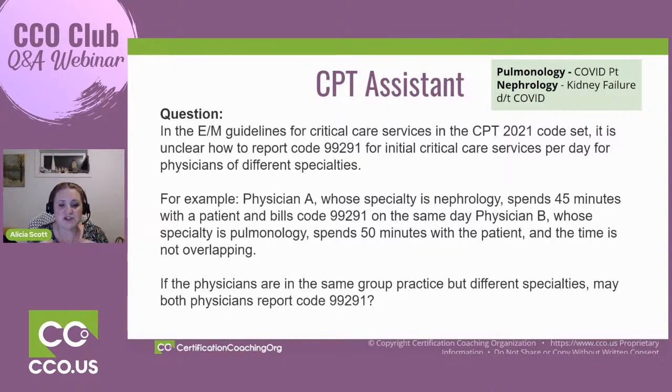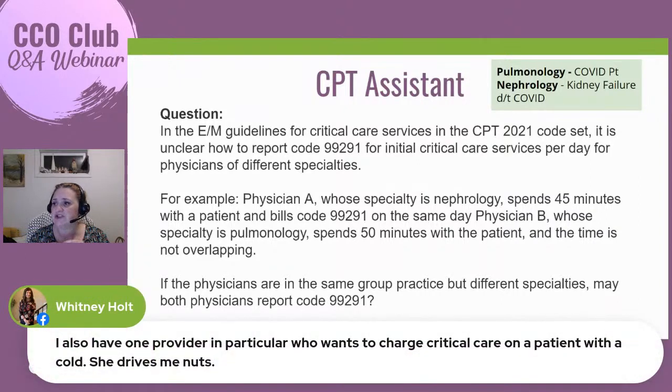So the question is, if the physicians are in the same group practice but different specialties, can they both report the 99291? What do you guys think? With the new rules, can they or can't they report? And Whitney says, I also have one provider in particular who wants to charge critical care on a patient with a cold. She drives me nuts.